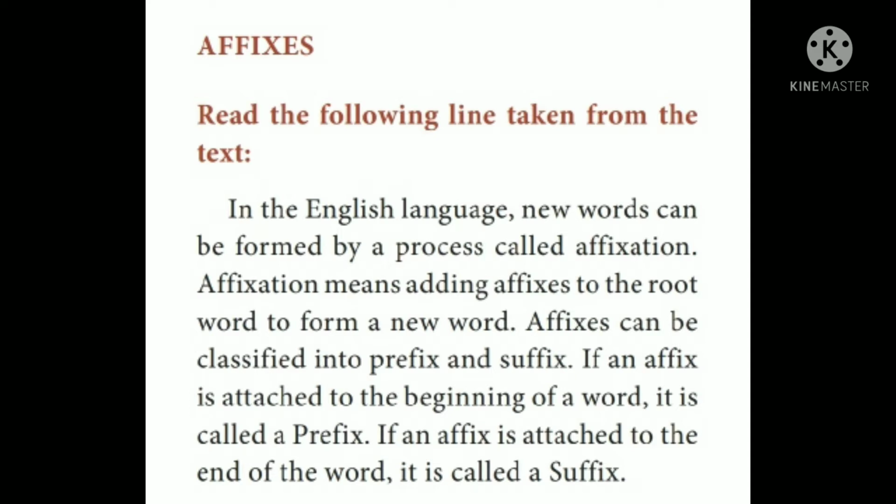Now we'll read the passage given here. Read the following lines taken from the text. In the English language, new words can be formed by a process called affixation. Affixation means adding affixes to the root word to form a new word. Affixes can be classified into prefix and suffix. If an affix is attached to the beginning of a word, it is called a prefix. If an affix is attached to the end of the word, it is called a suffix.